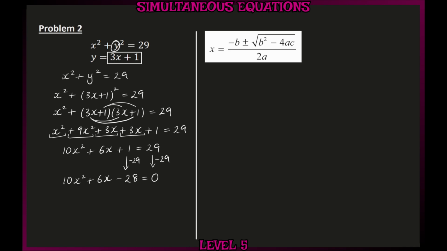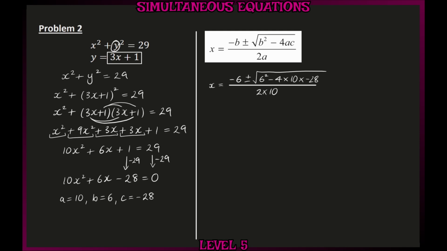Now, before we can use the quadratic formula, we need to write down our values of a, b, and c. So a is always the number in front of the x squared, which in this case is 10. b is the number in front of the x, which is 6. And c is the constant, or the number at the end that's on its own. So that's minus 28. So we can now substitute these values into the quadratic formula, and we get x is equal to, so we have minus b on the numerator, so that's minus 6, plus or minus the square root of b squared, so that's 6 squared, minus 4, multiplied by a, which is 10, multiplied by c, which is minus 28, and that's all divided by 2a, which is 2 times 10.